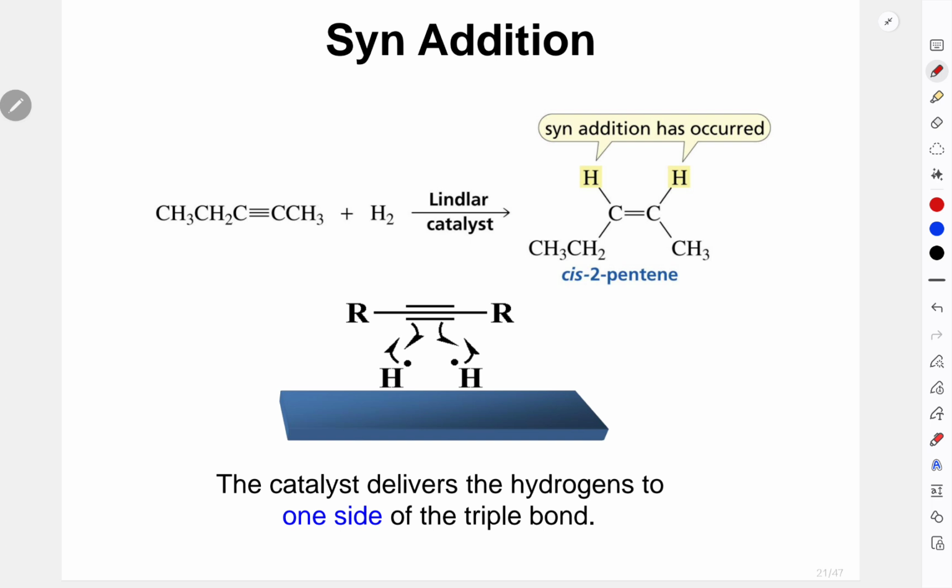The catalyst delivers hydrogen to one side of the triple bond, right? Because if you think about the reaction, there's a surface of the catalyst, right? And hydrogen will attach to the surface of the catalyst and the alkyne approaches, right, the surface. So it has to occur on one side of the triple bond, right? And that's why the reaction takes place. The syn type addition will give you a cis product. Right? That's the basic idea.